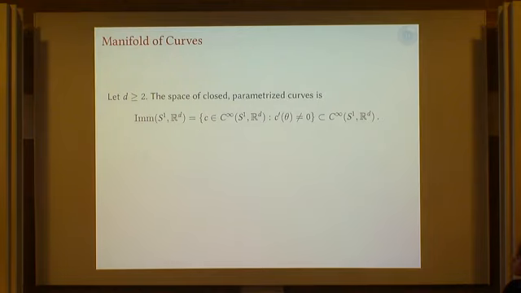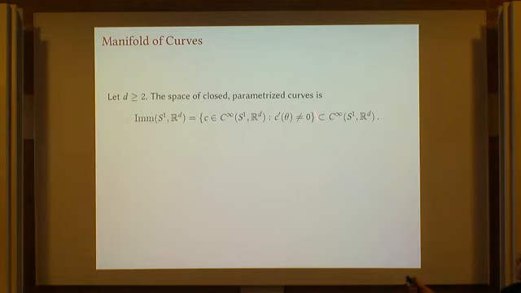Okay, so let's look a little bit at the manifold of curves. The basic object is the space of smooth curves, and we assume they have nowhere vanishing parametrization, so the derivative is non-zero, and we call that space Imm, which is short for immersions.